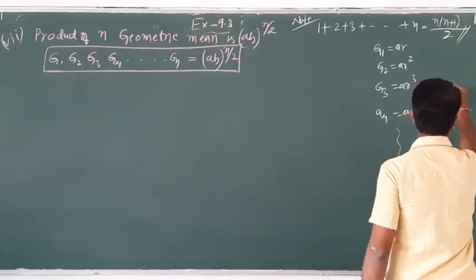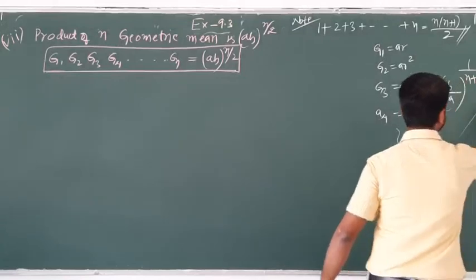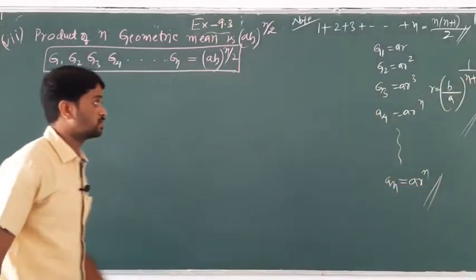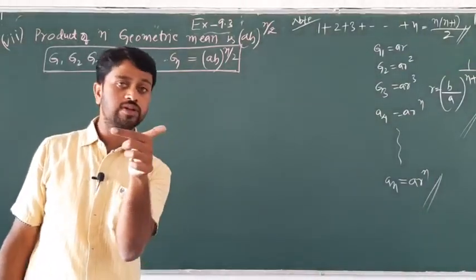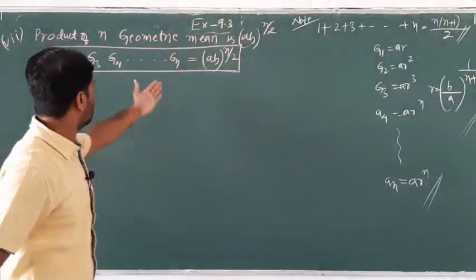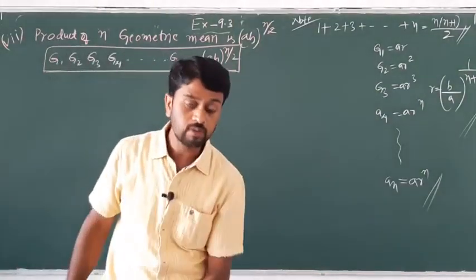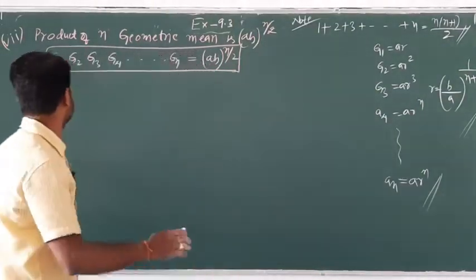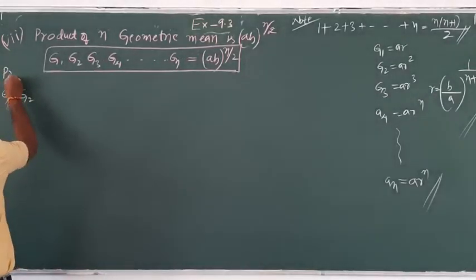R is equal to (B by A) whole power of 1 by n plus 1. We just solved and derived this. Yes or no? Yes. What is our target? The product of n geometric means is equal to (A into B) whole power of n by 2. This is what we have to derive, our target.